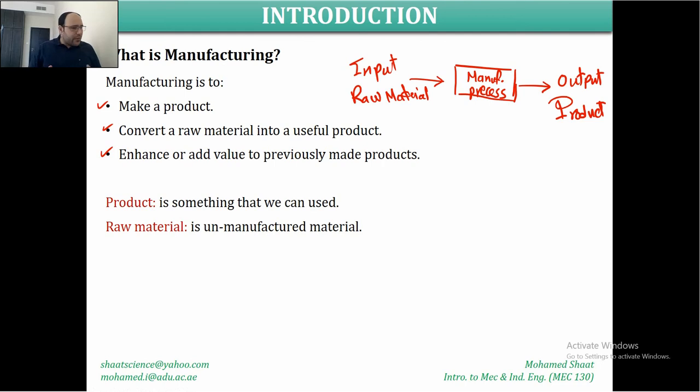Generally speaking, manufacturing is, in general, any changes that we do to any material or any product. It will be counted as a manufacturing method or a process. A typical example is this pen. This pen is now a final product. Before we receive this pen, it has gone through multiple manufacturing methods or processes until we end up with this pen as a product that we can write with, that we can use.